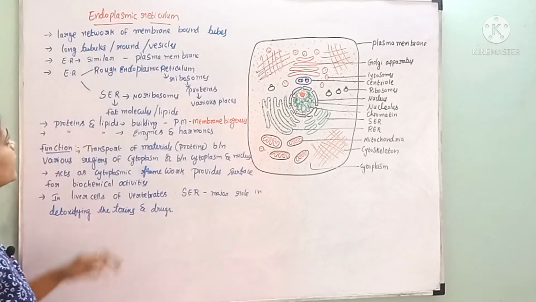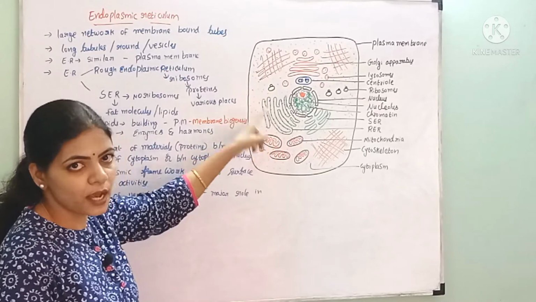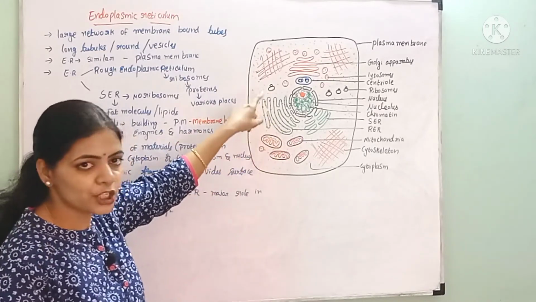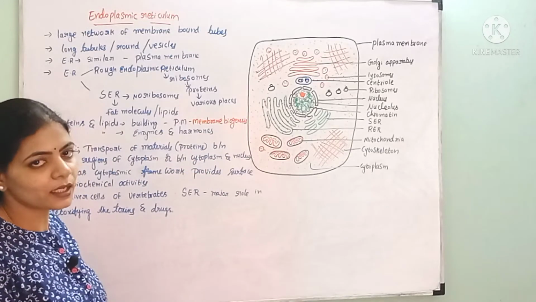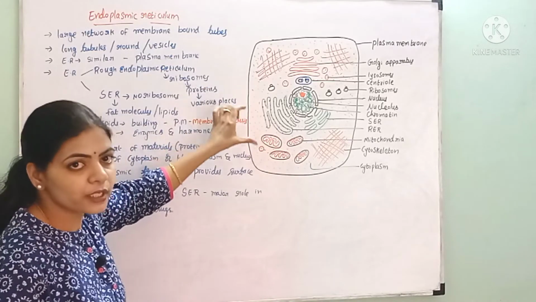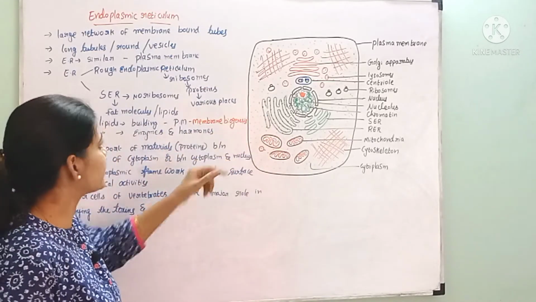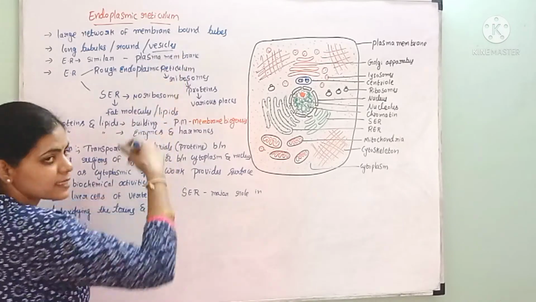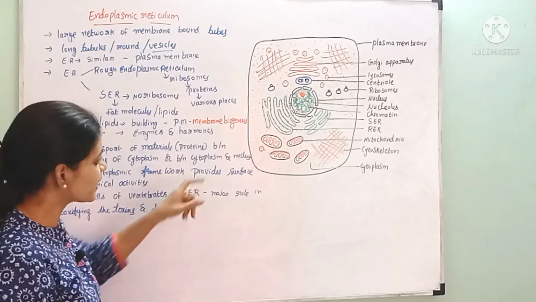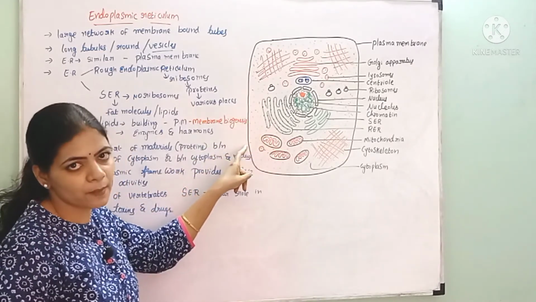How does it look? It is in the form of a large network of tubes or in the form of sheets. They possess different shapes, like some are in the form of tubes, some are round shaped, and some may be in the form of vesicle or bag-like structures. The structure of this endoplasmic reticulum is similar to the plasma membrane.